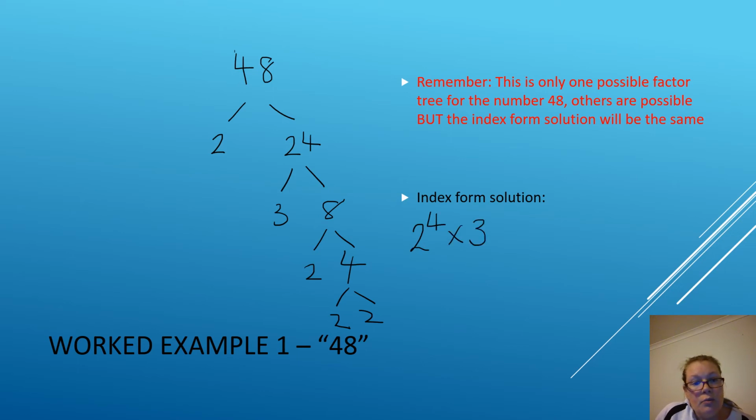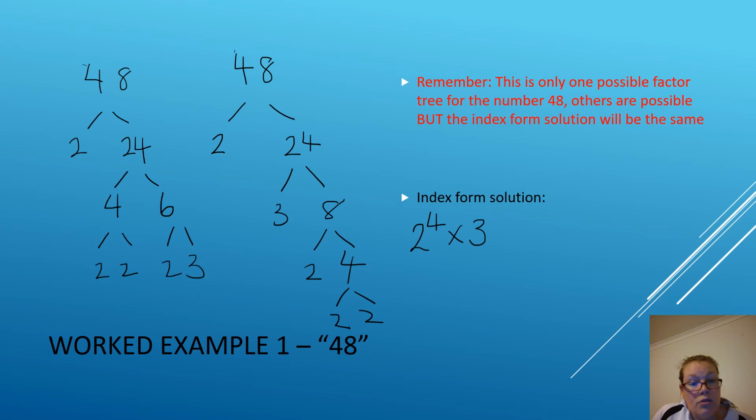Another way of doing it would be to go, okay, we've got 48. And again, we can just go, well, that's clearly going to be 2 and 24 because it's an even number. And then I know that 24 is 4 and 6. So 4 has the factors of 2 and 2. 6 has the factors of 2 and 3. And again, we get 1, 2, 3, 4 2s and 1 3. So our index form would be the same.